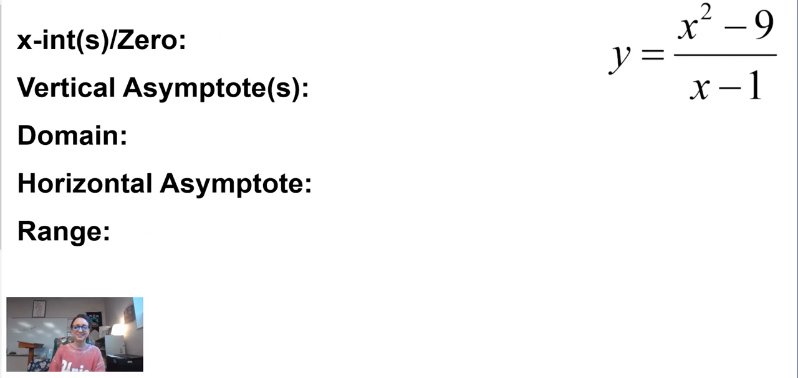All right, force another pause on your screen. Go ahead and type this last rational function into Desmos and answer these 5 aspects for me.